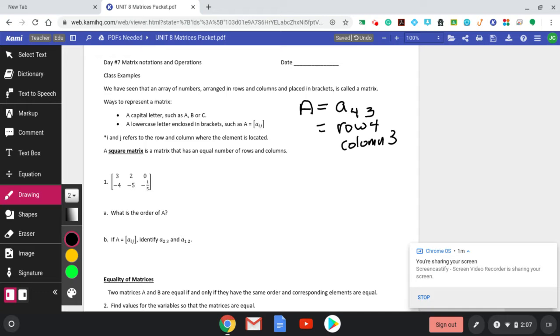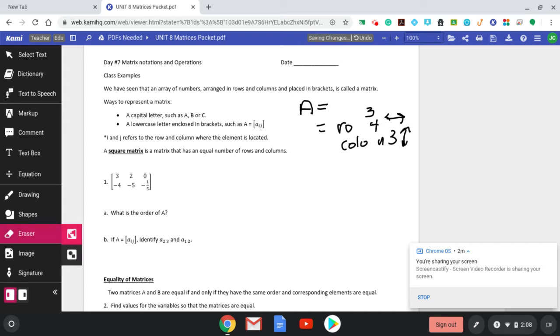Again, the first number tells you look at this row, and rows go across, columns go up and down. So give me the number that's in row 4, column 3. What's there? That's what a sub 4,3 would be equal to. All right, a square matrix. We consider a matrix a square matrix if it has an equal number of rows and columns.